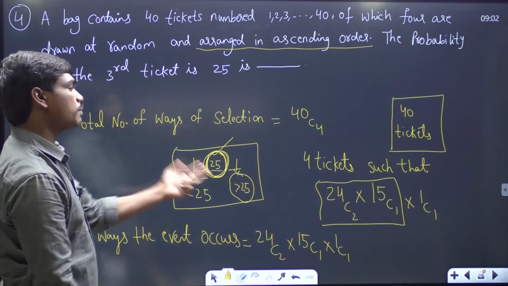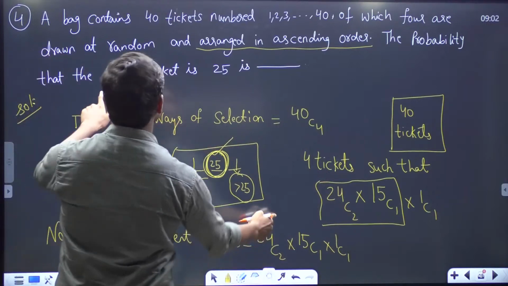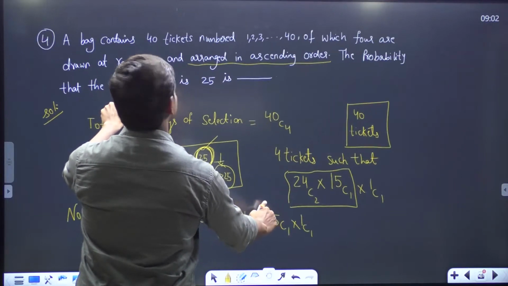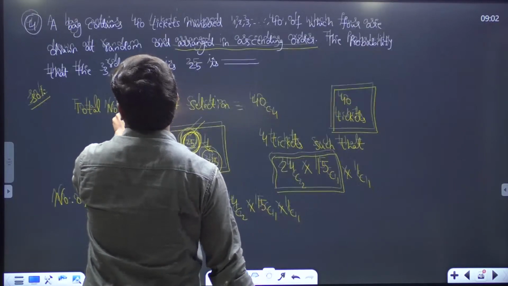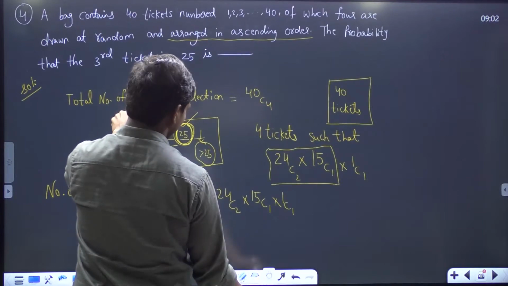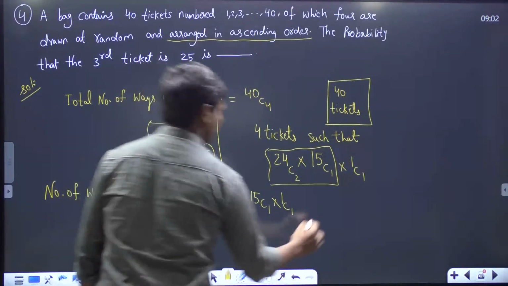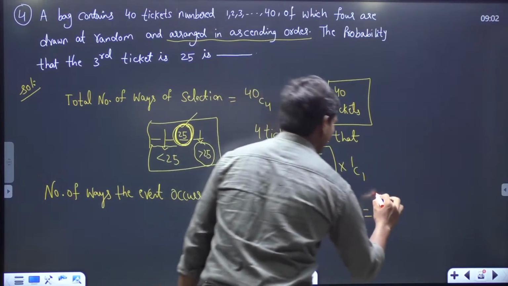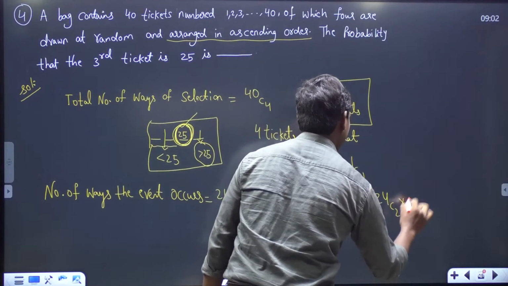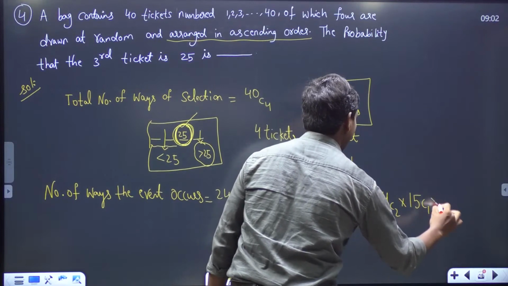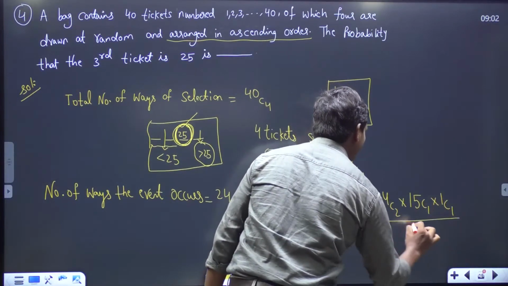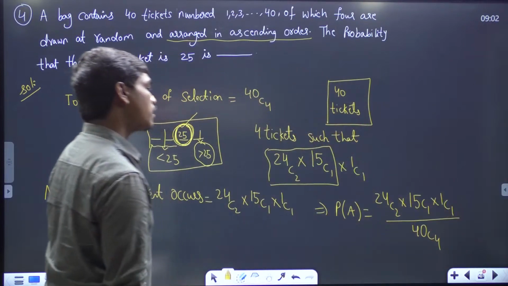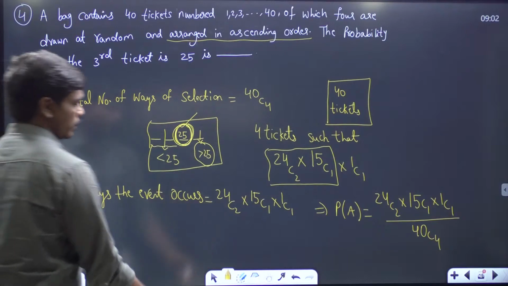So now the total probability is, let me shorten this to write the probability here. Not this much shorten, let us enlarge this. So this implies P of A is equal to 24C2 into 15C1 into 1C1 divided by 40C4. You can calculate this value. If you want, I'll calculate for you.